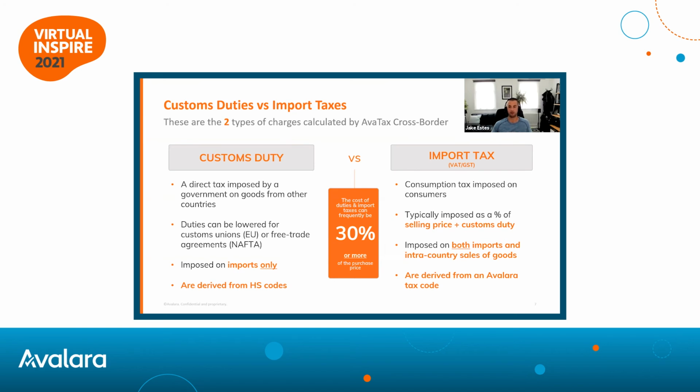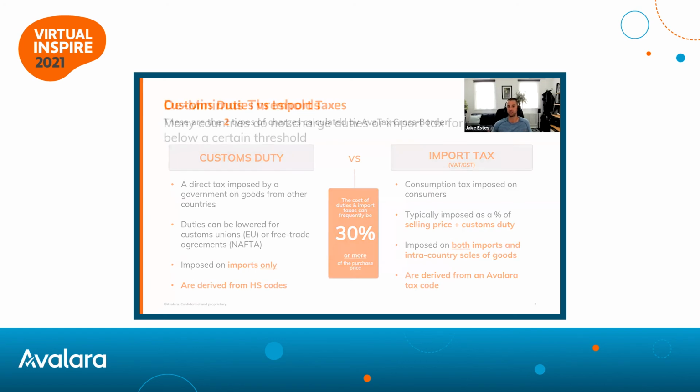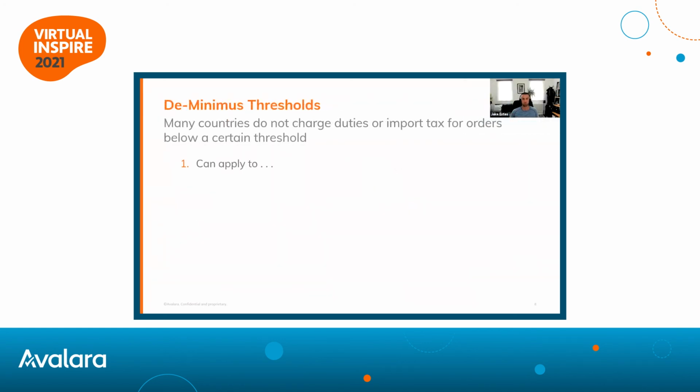These can be calculated using an Avalara code instead of an HS code. These are frequently in excess of 30% of the value of the product, so they can get very, very high. Some countries, of course, are higher than others. Products are higher than others, things like that. But ultimately, it can be quite a large additional charge that either the buyer or the seller has to deal with.